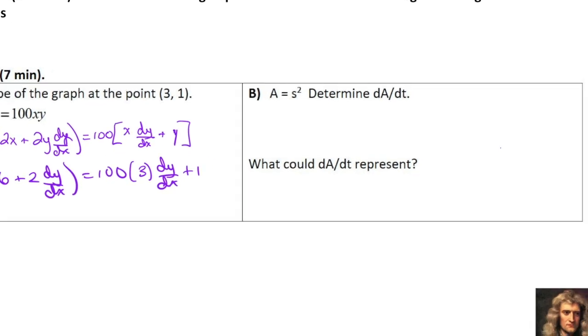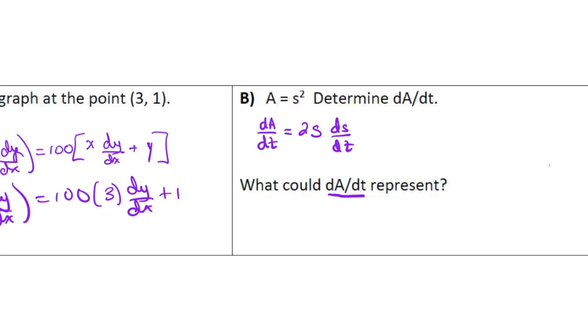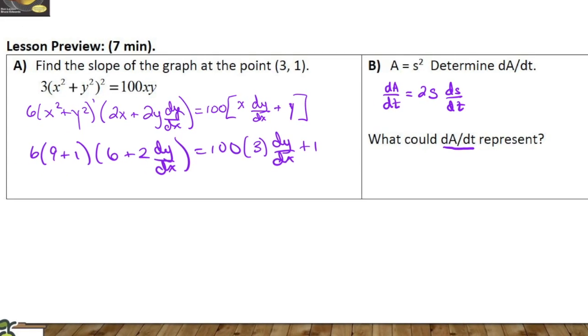For your second question, I wanted you to practice finding the derivative with respect to a different variable. So if you're looking for the derivative with respect to t, you get your dA dt equals 2s, and then we're going to use a chain rule and write ds dt. So what could dA dt represent? Perhaps you know that it's the area of a square, so if time is represented by t, this could be how fast the area of a square is changing.